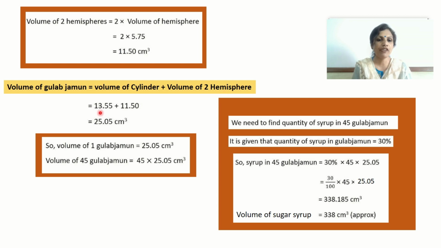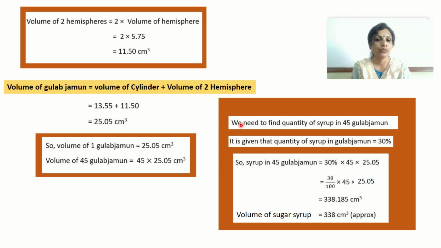So 13.55 plus 11.50. If you add it, your answer is 25.05 centimeter cube. Okay, and this is volume of 1 gulab jamun. But we have to find out volume of 45 gulab jamun. So volume of 45 gulab jamun is equal to 45 into 25.05. Now you have more work to do, but for easy calculation purpose, do not multiply this. Let the term be just like that, 45 into 25.05.